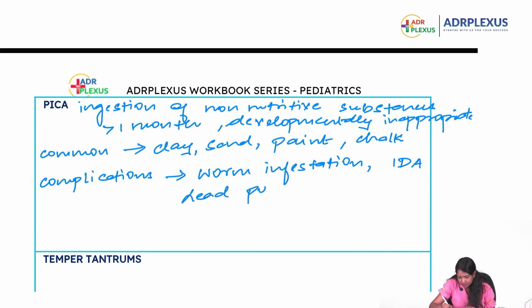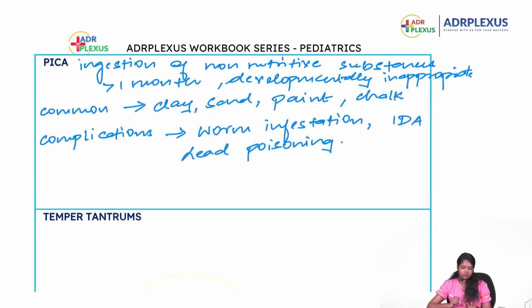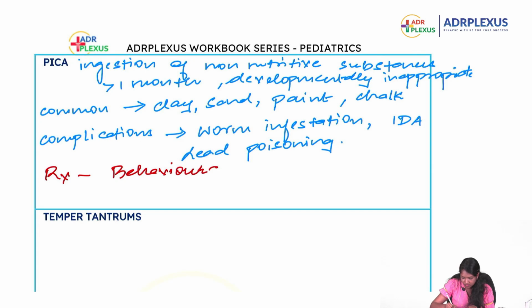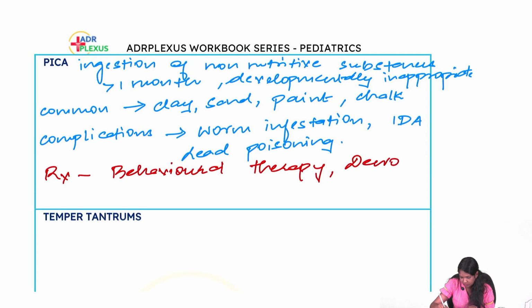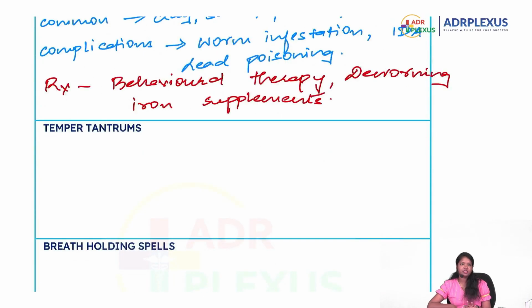Why lead poisoning? Because of paint. Yes. How to treat them? Give them behavioral therapy, deworming, iron supplementation. Deworming and iron supplements. So that is pica. More than 1 month, if it is persistent only, you can call it as pica.